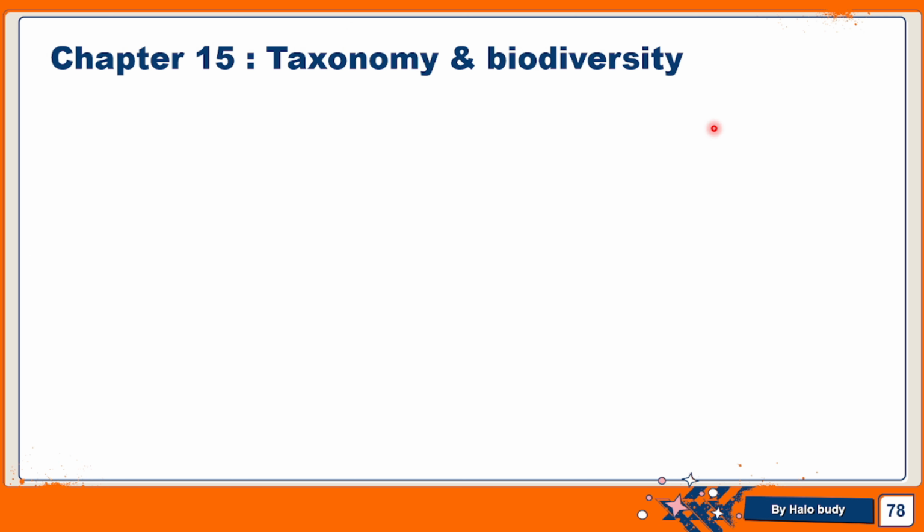Okay, let us go to Chapter 15, which is the first chapter of Semester 3. This is Taxonomy and Biodiversity, under the ecology and biodiversity theme. What you need to learn in this chapter is the diversity of organisms in the world, but mainly in Malaysia. But actually it's in the world.